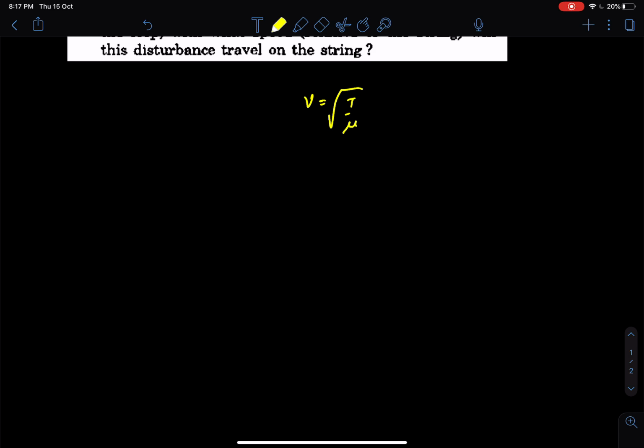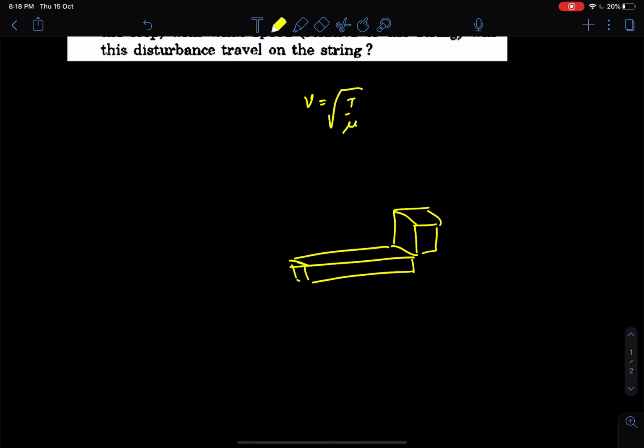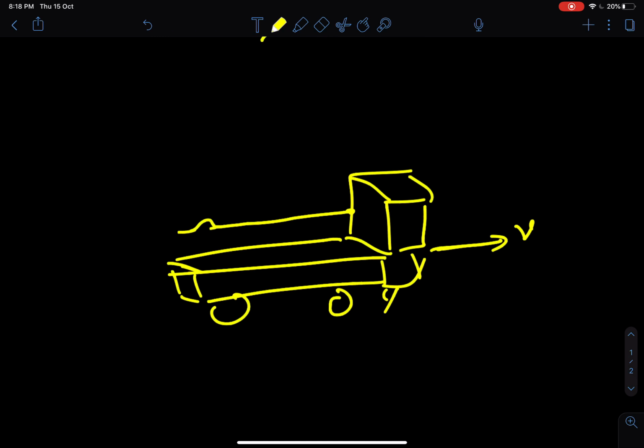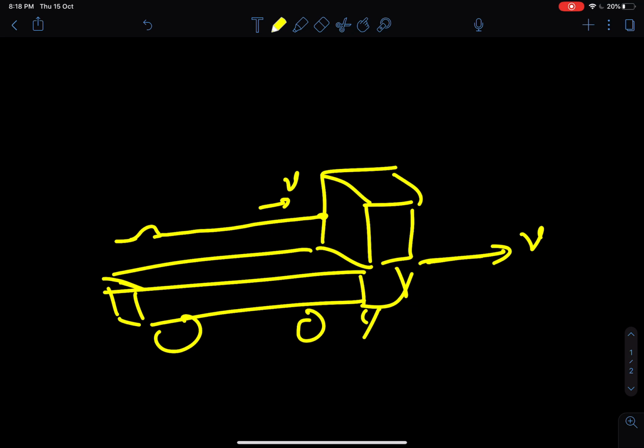For example, if there is a cart, and this cart is moving with velocity v, and then there is a string here, which is attached to this cart, and so this string is also moving along with the cart with this velocity v. In this string with a flick, this pulse is being generated, and the tension which is maintained is T, and the mu value depends on the string. Let's say root T by mu is 4 meter per second.